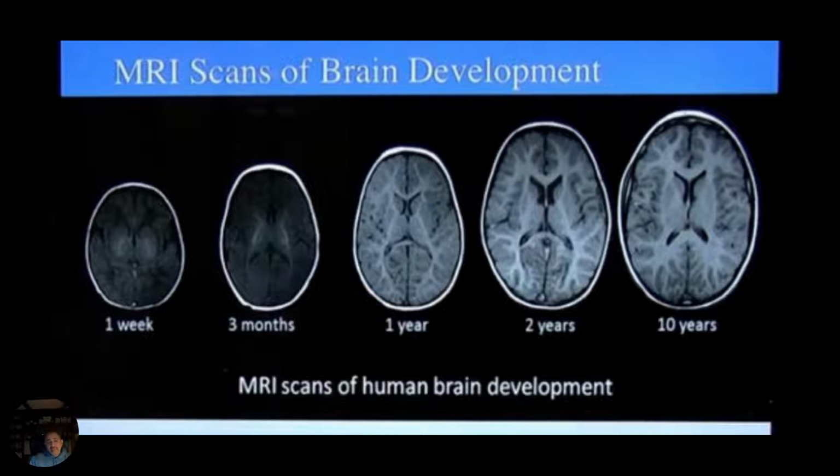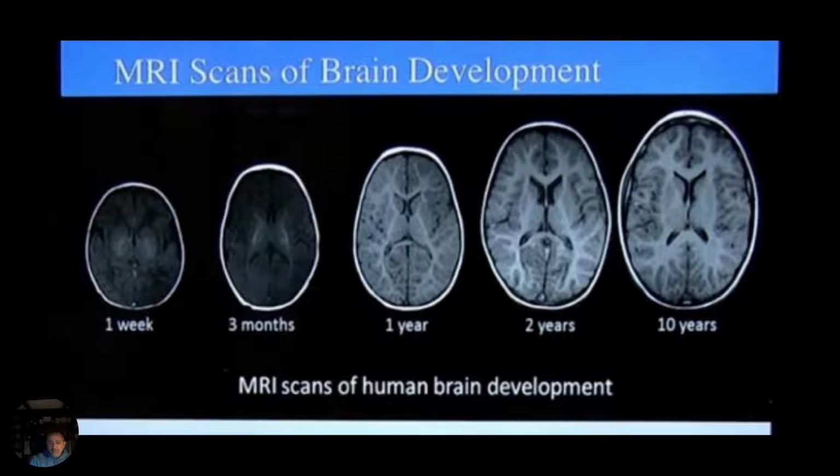So these are actual MRI scans of brain development. You're looking at 1 week old, 3 months old, 1 year old, 2 years old, and 10 years. Now, MRI scans of human brain development. If you notice the first week, the scan on the extreme left, that's the 1 week brain scan, the MRI scan.